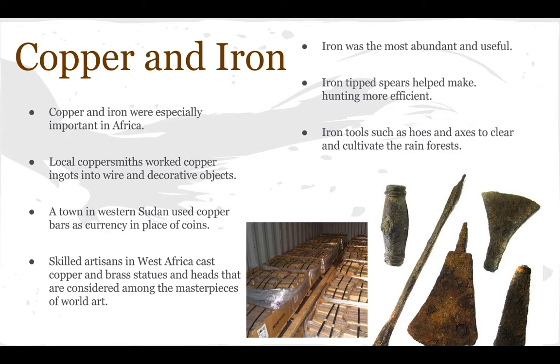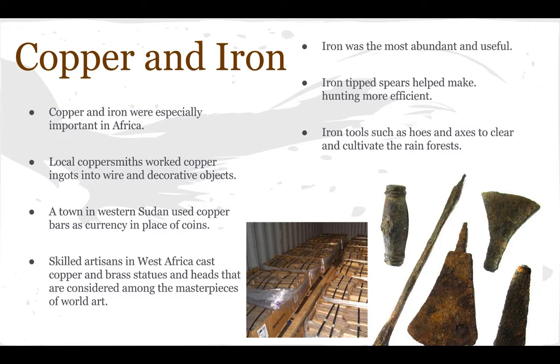And copper and iron were both especially important in Africa, and local coppersmiths worked copper ingots into wire and decorative objects. There was a town in western Sudan which used copper bars as a currency in place of coins. Skilled artisans in West Africa cast copper and brass statues and heads that were considered among the masterpieces of world art. As for iron, iron was the most abundant and useful tool. It was also the cheapest to get.